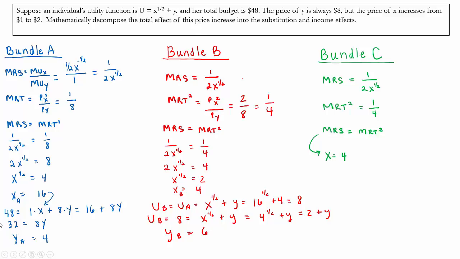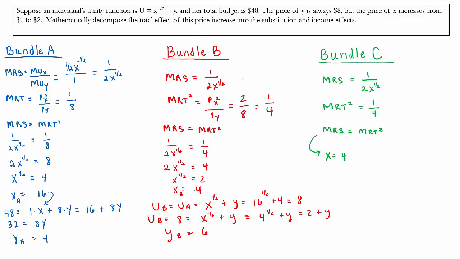Lastly, Bundle C. Bundle C represents the bundle that is chosen after the price of X increases. Again, the utility function has not changed, so I have the same exact MRS. Compared to Bundle B, the MRT has not changed. Therefore, the tangency condition for Bundle C yields the same result as that for Bundle B.